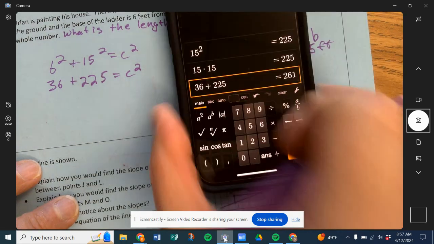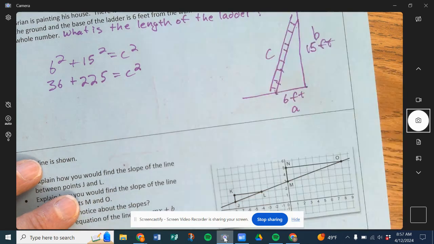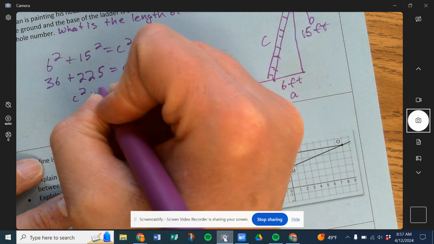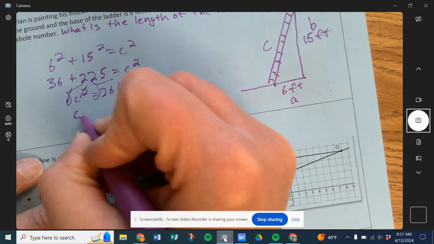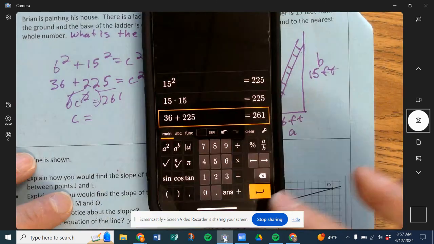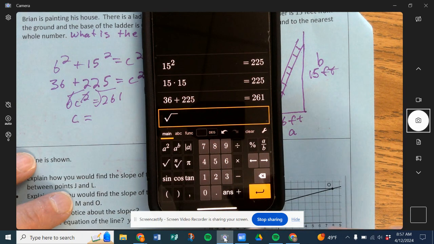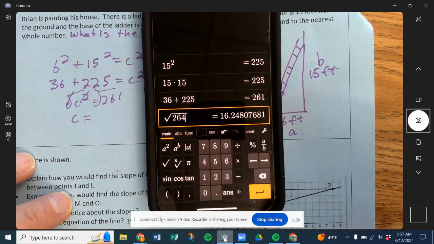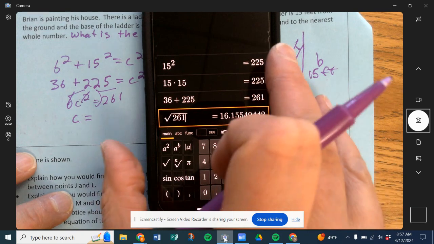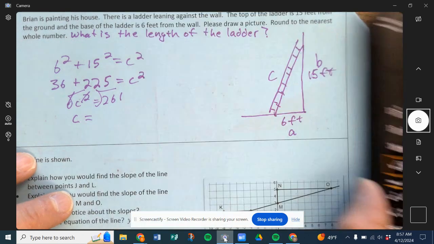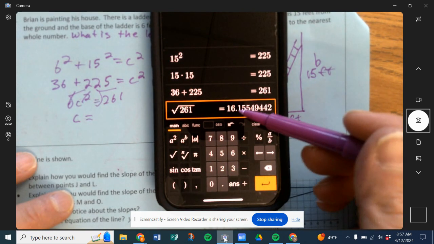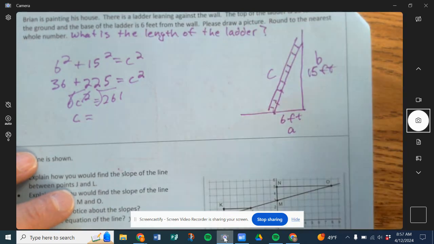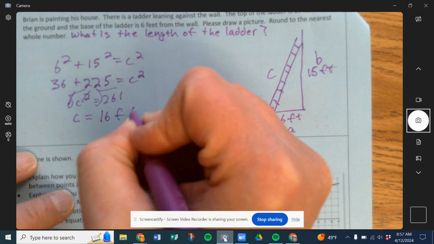Did you see that? Or does my finger cover it? 261. I'm going to flip that around. Again, it doesn't matter, you could reverse it. I square root on both sides, lets my c be all by itself, and then I'm going to square root 261 to get to 16.1. What is it asking for actually? Round to the nearest whole number. It would technically be 16.2 if I were rounding to the nearest tenth, but whole number, so it's going to be 16. So 16 feet right there.